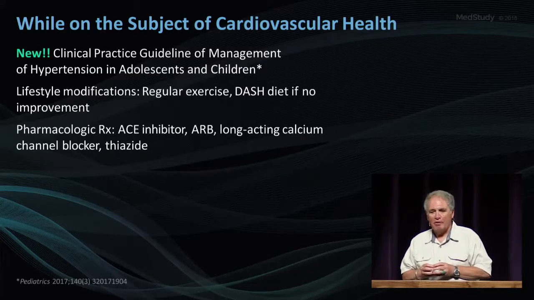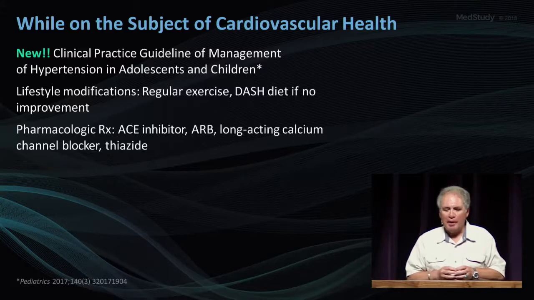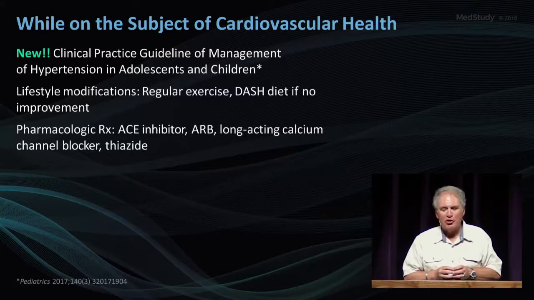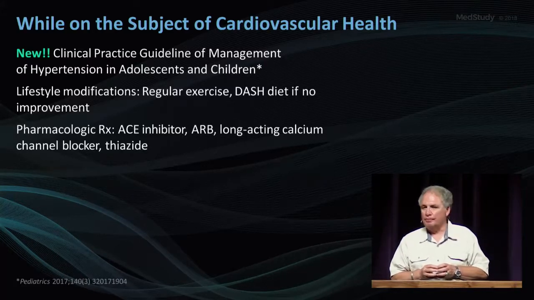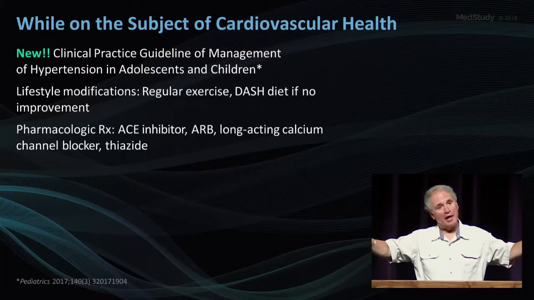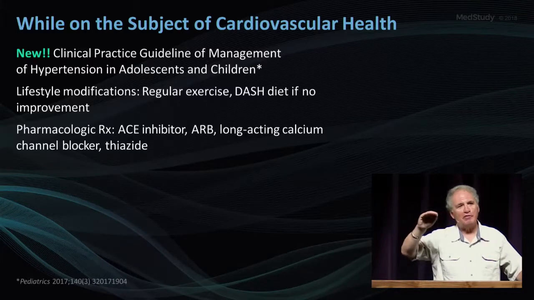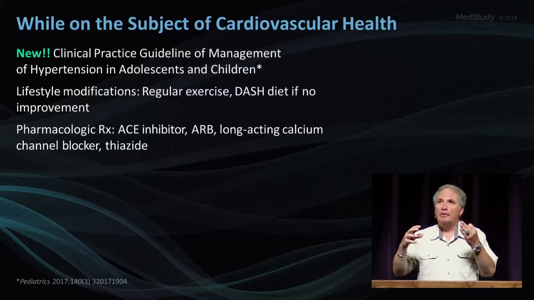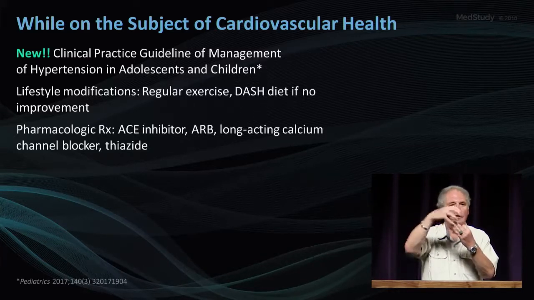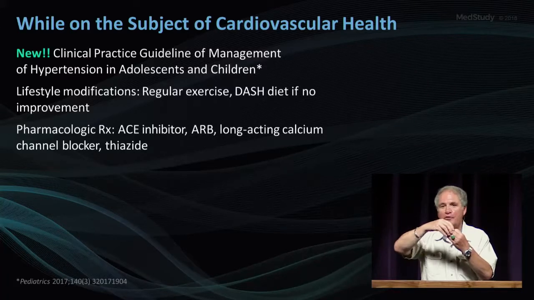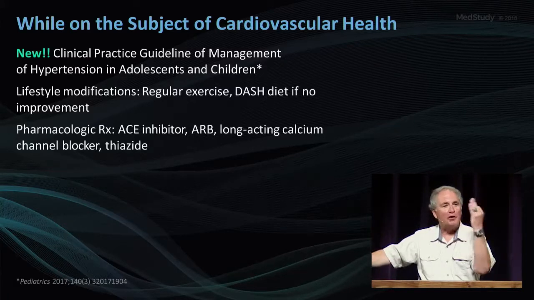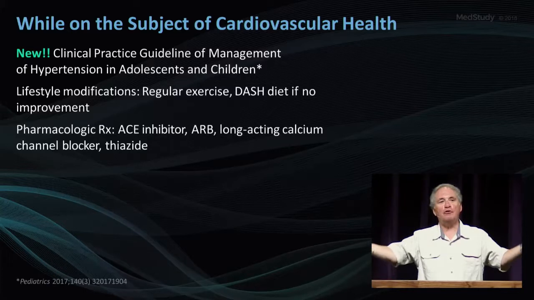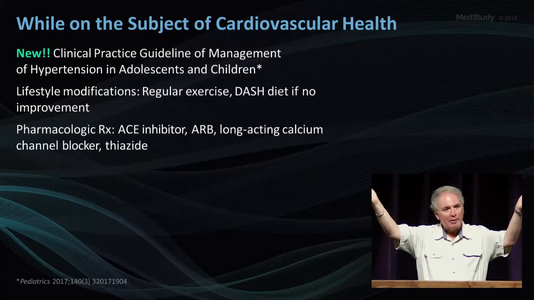While on the subject of cardiovascular health, there's a new clinical practice guideline on the management of hypertension in adolescents and children. And there are new normal values now because we all know that normal blood pressure values are based on what? Age, gender, and height. The old norm values had all children included. The new normal values have excluded anybody who is not of normal weight. So more children have risen up into the pre-hypertensive and hypertensive category.